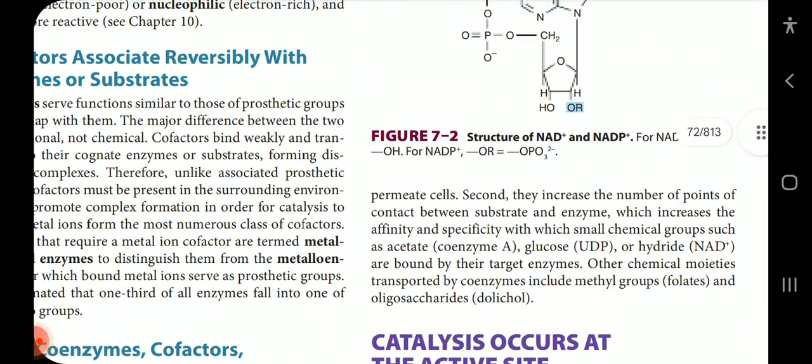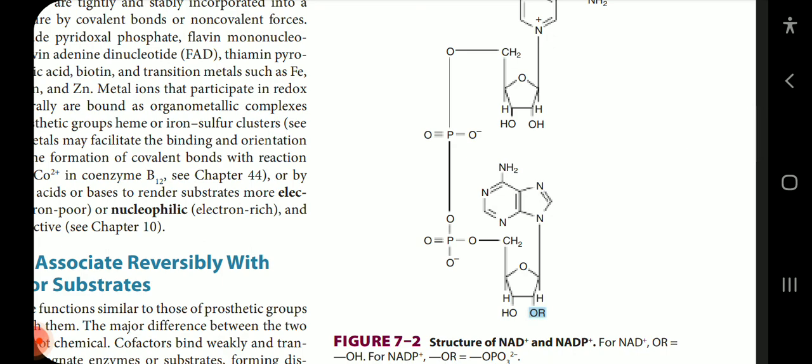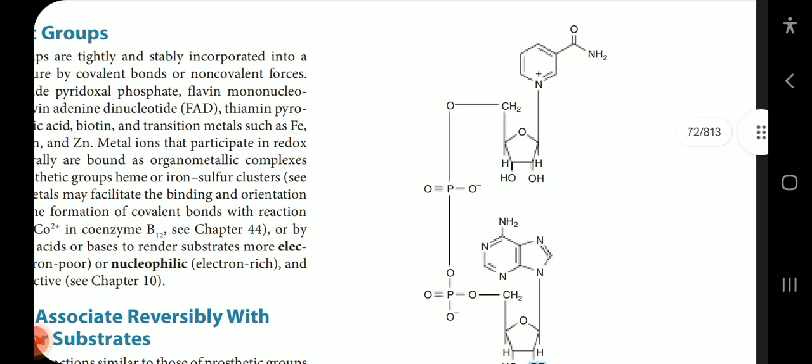See figure 7.2. In this figure, we can see the structure of NAD plus or NADP plus. So, this is the figure.